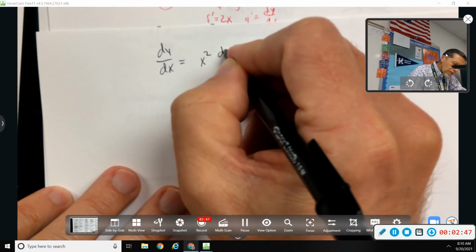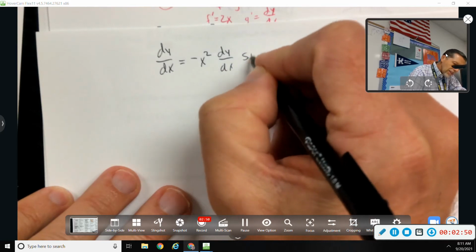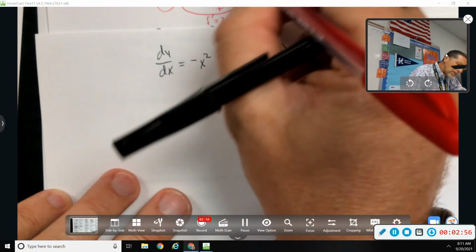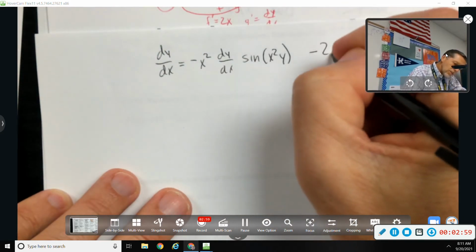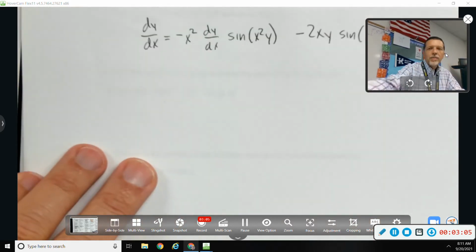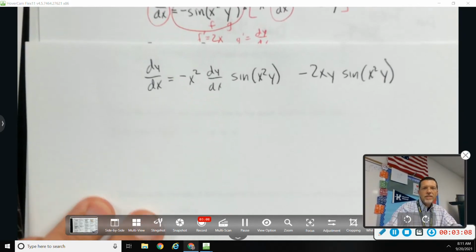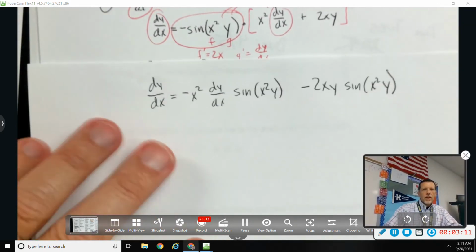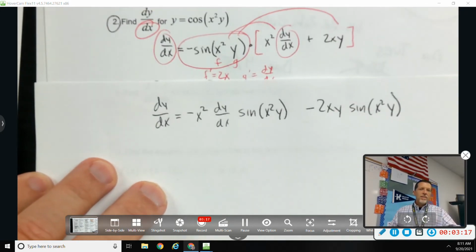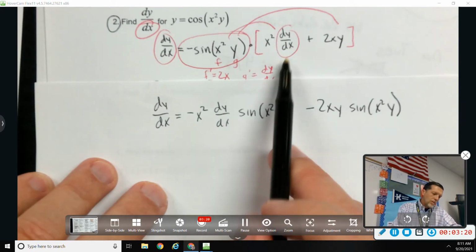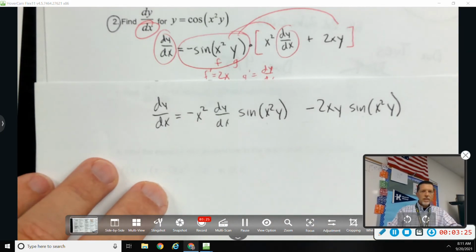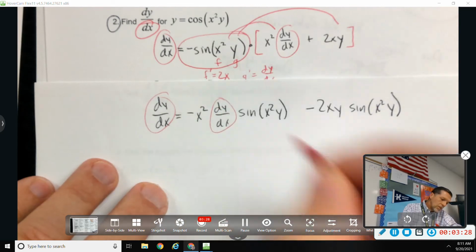Let's see. So x squared dy/dx negative sine of x squared y. I'm distributing this sign to both pieces now. Minus 2xy sine of x squared y. My face keeps getting in the way of these problems. Okay with that? I took both of these and put the negative sine of x squared y onto them.